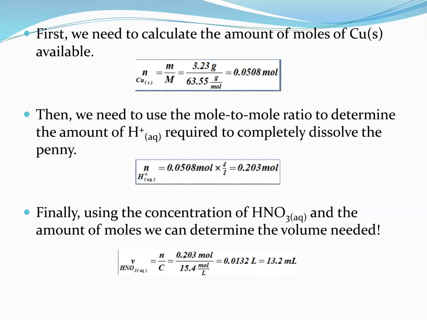Now we need to determine the number of moles of copper by using the given mass and the molar mass from the periodic table. Once we know the moles of copper, we can use the mole ratio to determine the number of moles of hydrogen ions. Then we can use the number of moles of hydrogen ions and the concentration of the nitric acid solution to determine the volume of nitric acid required.